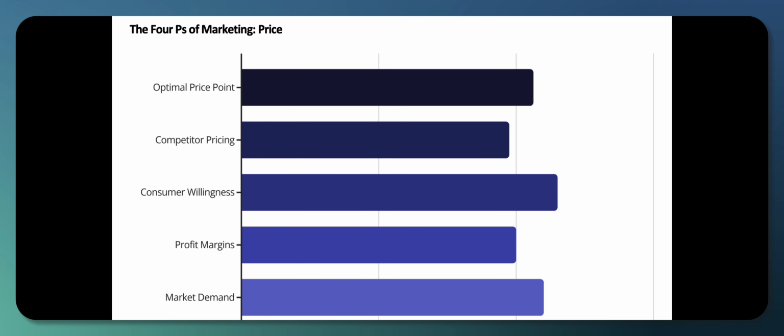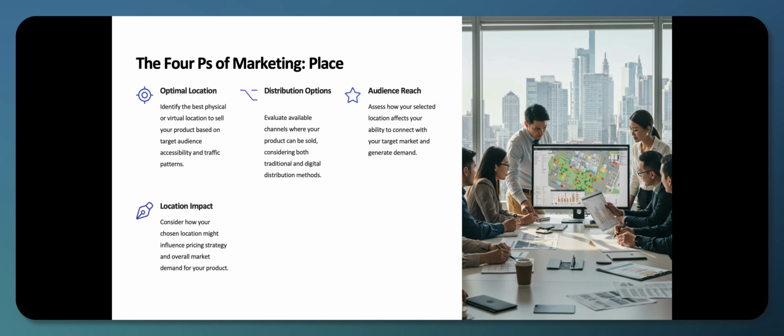Looking at price, you have to ask, what's the optimal price point? What are your competitors selling at? What are your consumers willing to spend? What will be your profit margins? So remember your profit margins: how much does a product cost to make, and how much are you going to make in profit as your outcome after you spend on all of the marketing and all of what the product costs to make. And of course, what's the market demand.